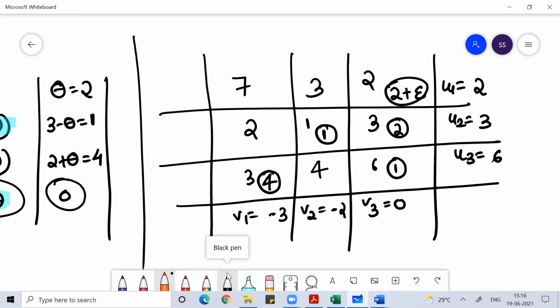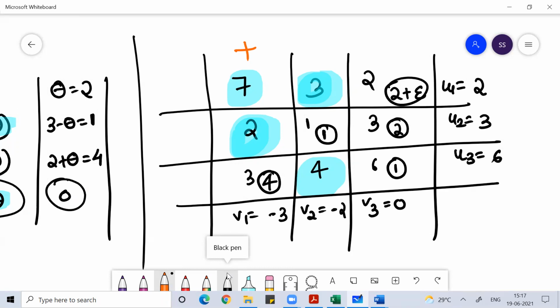Okay, you got all this now. Now work on unoccupied cells. So the first one: minus 3 plus 2, minus 1. 7 minus minus 1, positive. Then minus 2 plus 2, 0. So 3 minus 0, that would be 0. Then minus 3 plus 3, 0. So 2 minus 0, 0. Then minus 2 plus 6 becomes 4. 4 minus 0, 4.